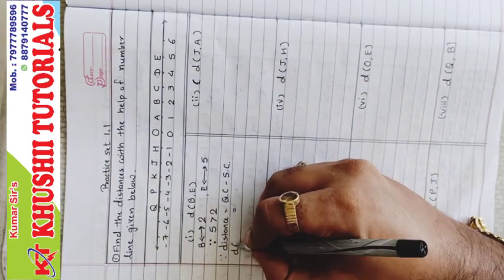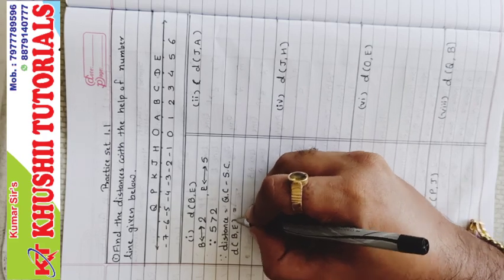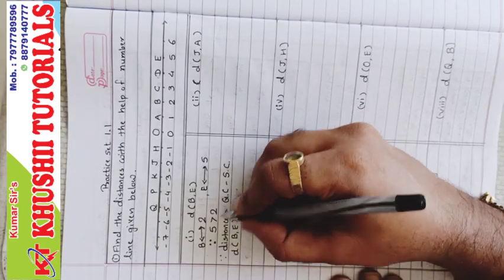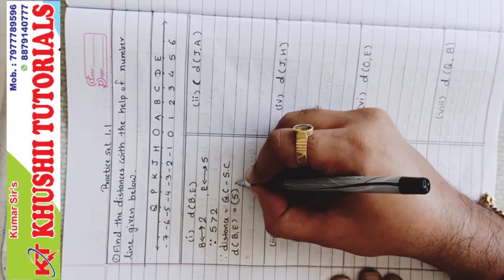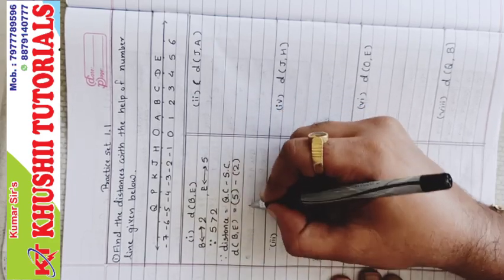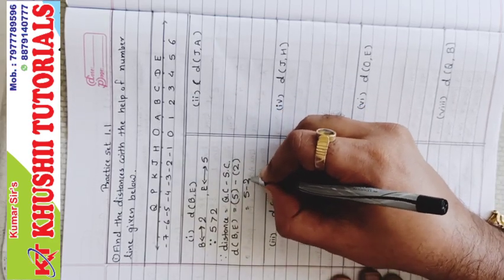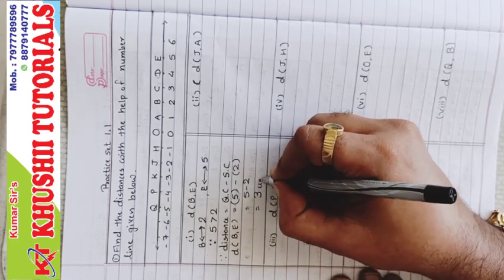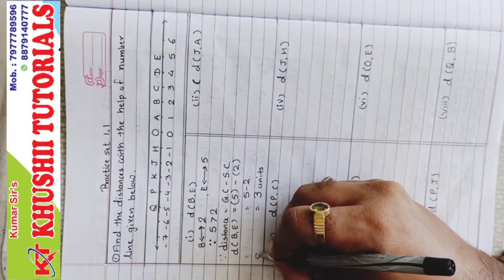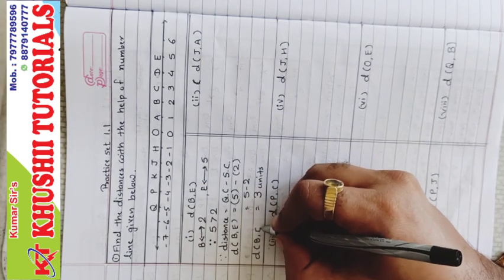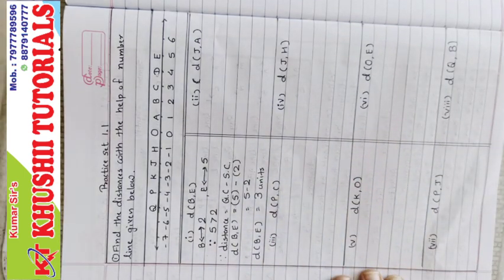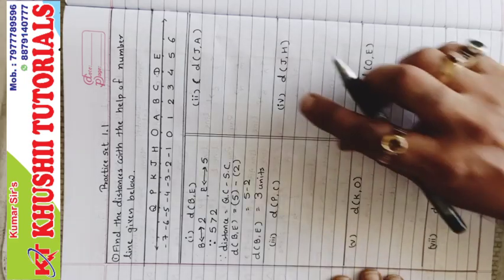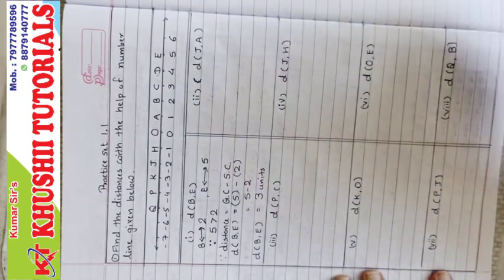So distance b comma e, that is b to e. Greater coordinate is 5 under bracket minus under bracket 2. Now 5 minus 2, open the bracket, 5 minus 2, and 5 minus 2 is 3 units. So distance b comma e equal to 3 units. Isn't it easy? Next, number 2.